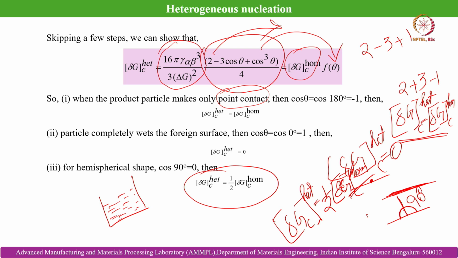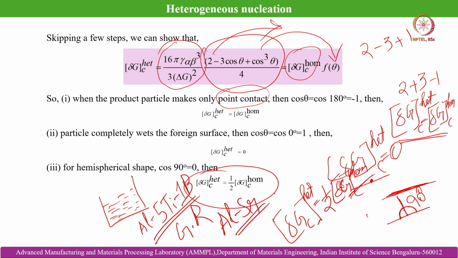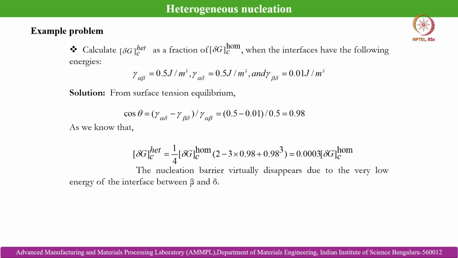For example, for aluminum alloys, aluminum 5 titanium 1 boron is used as a master alloy, which is used as a grain refiner. And also aluminum strontium is used as a modifier. They have the role of decreasing the nucleation barrier, so that we can achieve a higher nucleation of primary grain. So, this is just an example problem, so that it becomes easy for you to understand.